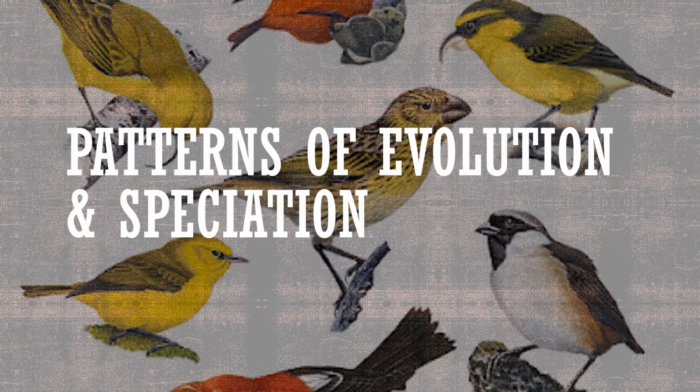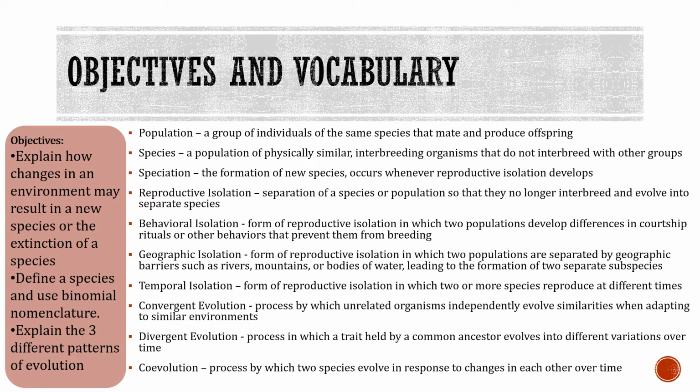We're going to be talking about patterns of evolution and speciation. So as always, here are our objectives and our vocabulary for the week. The objectives are: explain how changes in the environment may result in a new species or the extinction of a species, define a species and use binomial nomenclature, and explain the three different patterns of evolution. The vocab, as always, is on Quizlet.